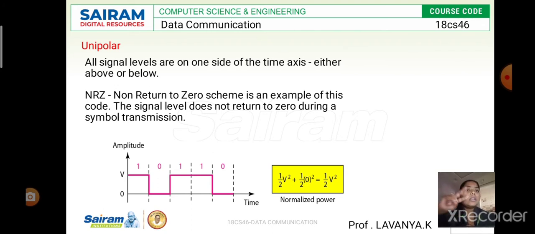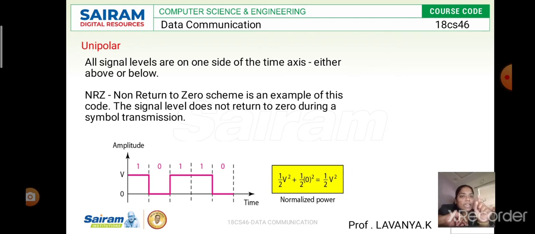Here in the non-return to zero scheme, they use the signal levels 0 as well as 1. 1 is above the time axis, where the voltage level is high, and 0 is below the time axis, where the voltage level is low. So we will see now. If it is 1, it is high; 0 is low.